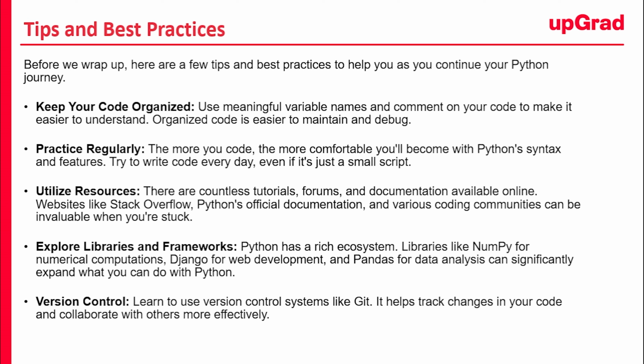Also, version control: learn to use version control systems like Git. It helps track changes in your code and collaborate with others more effectively. So GitHub is what you would have heard of. You can always track and manage your code there. But as you are starting out right now, you do not need any of the extra things. Just focus on your Jupyter notebook. I am sure that you have installed Jupyter notebook with me in this video. And going forward, we'll do all our code in Jupyter notebook itself, right?